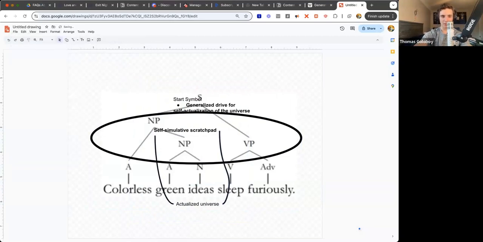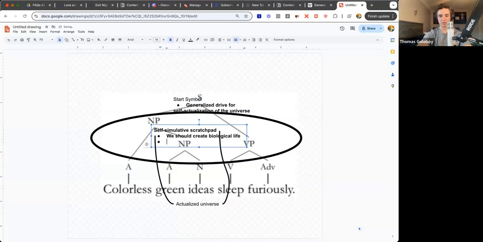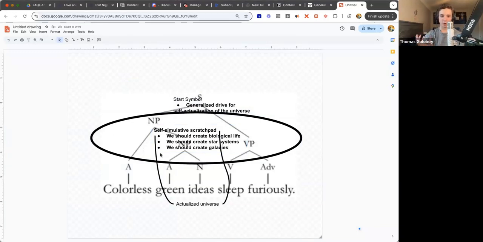At every moment that there is a new form of self-actualization in the universe, this original drive is reinforced by coming up with plans. It says we should create biological life because that will help the universe identify itself. We should create star systems. It's not exactly like this. It's not that reality just types to itself, but it's like we should create galaxies because these seem valuable to the general purpose of reality.